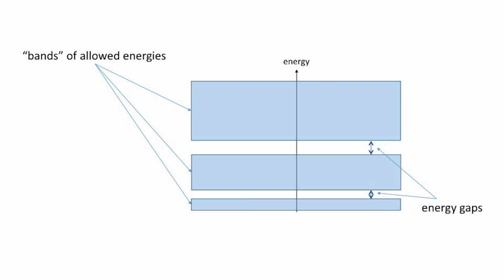in these gaps. And so the picture that we developed is something like this. There are bands of allowed energies, and then there are gaps between those bands. And so this is the band theory of solids, and it helps explain a lot about the properties of solids.